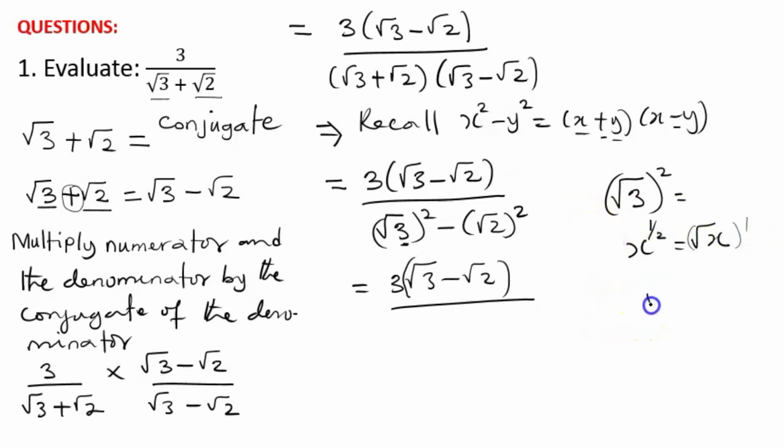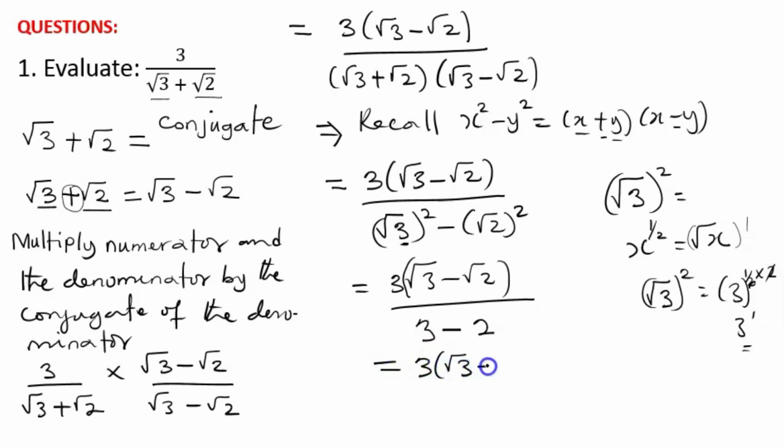So if I have root 3 all squared, I am simply saying 3 raised to the power of 1 over 2, then times 2 again. So we cancel these 2, then you have 3 over 1, which is 3. All right, so that's what we are going to have: 3 minus 2. And we are going to have 3 into the bracket of 3 minus root 2, all divided by 1, because this is going to give you 1.